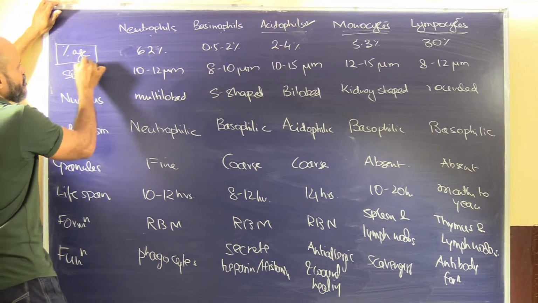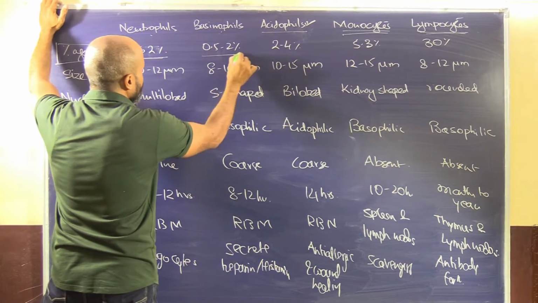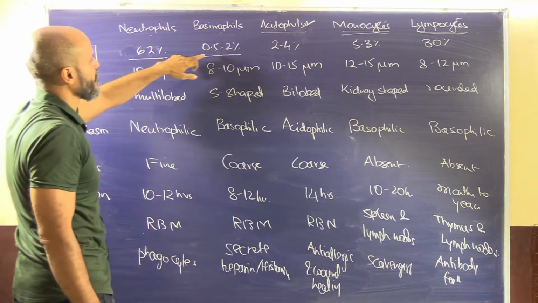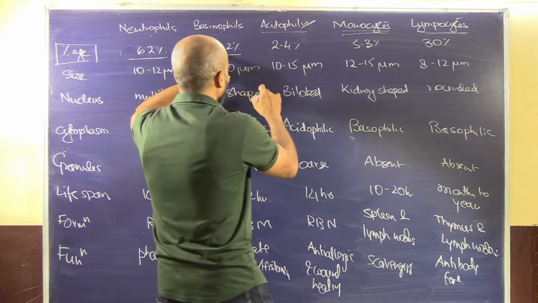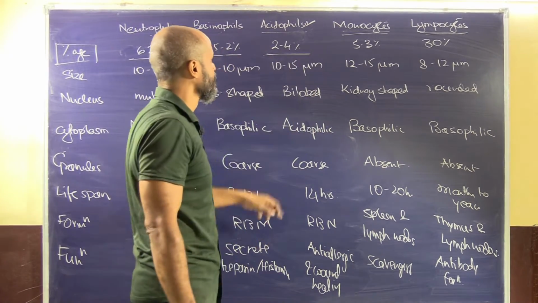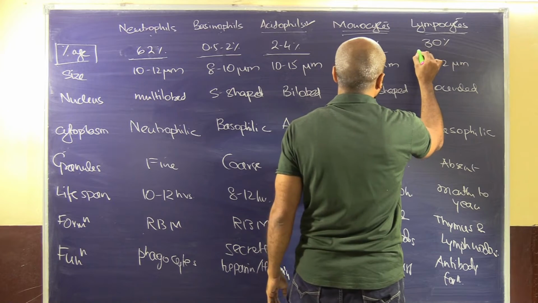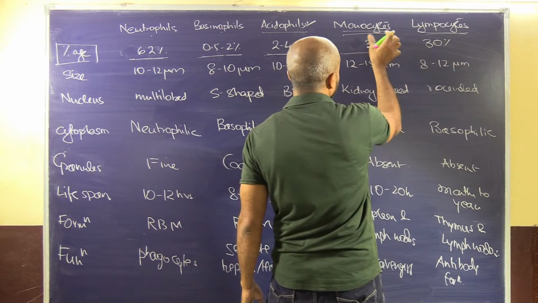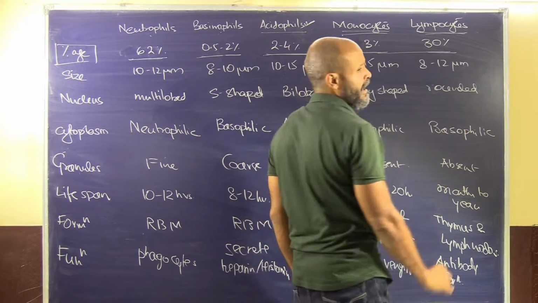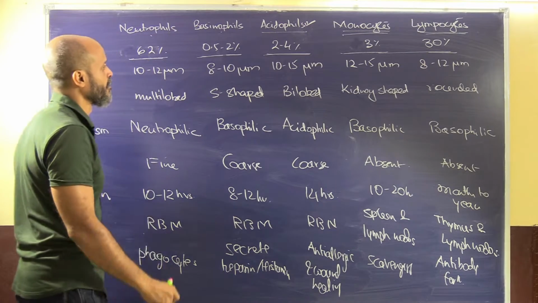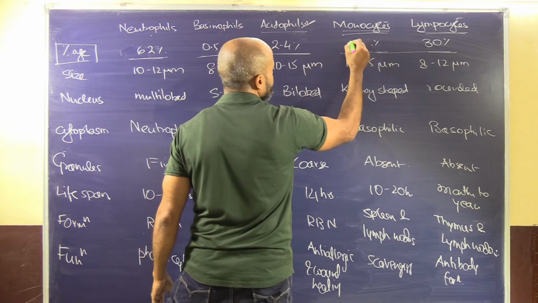The percentage composition of neutrophils is around 62%, the highest. Basophils is anywhere between 0.5 to 2%. Acidophils will be 2 to 4%. Monocytes will be basically around 3 to 5%, and lymphocytes will be around 30%.